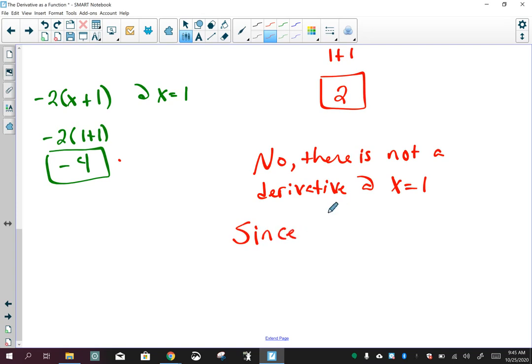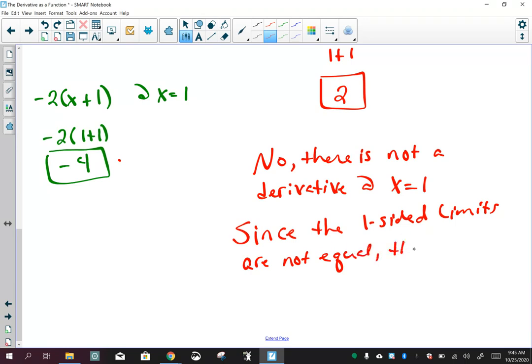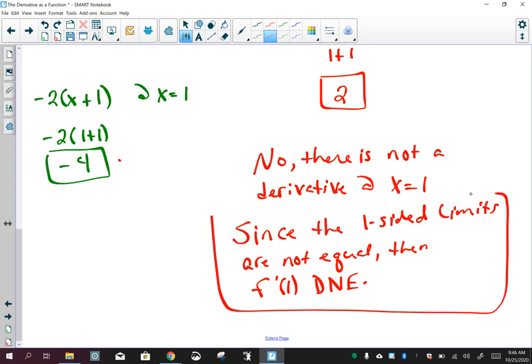When you're writing your free response questions, since the one-sided limits exist, but they're not equal, then f prime of 1 does not exist. This should actually be your true and final answer right there. That is what they're looking for when you write a free response question, and that's what you need to do. You explained why you're saying it does not exist: because the one-sided limits are not equal. Okay? All right.